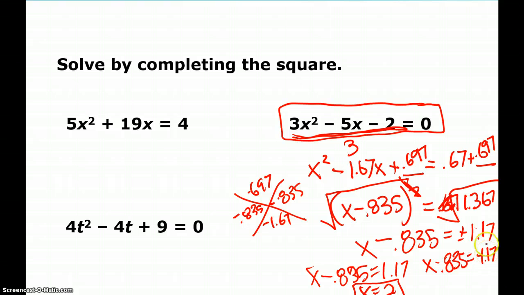When I add this and I add this, negative 1.17 plus 0.835, I get negative 0.335.